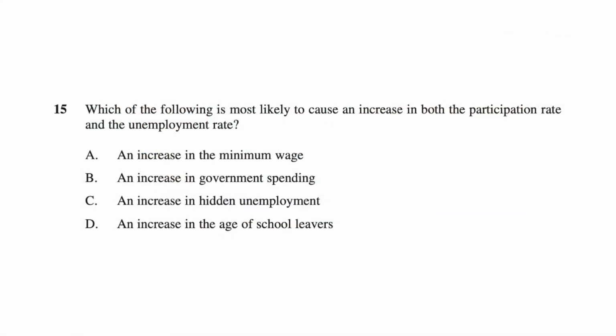Cool. What about 15, Terry? So which of the following is most likely to cause an increase in both the participation rate and the unemployment rate? At first it is quite tough. It's a bit of Okun's law really coming through here. And so the correct answer is just that you're going to get an increase in the minimum wage.